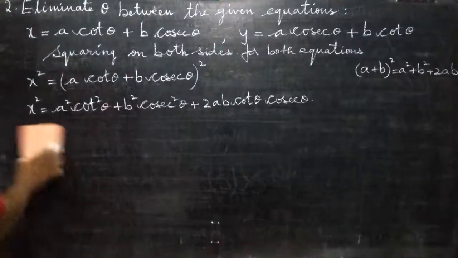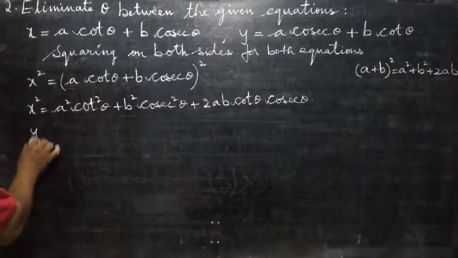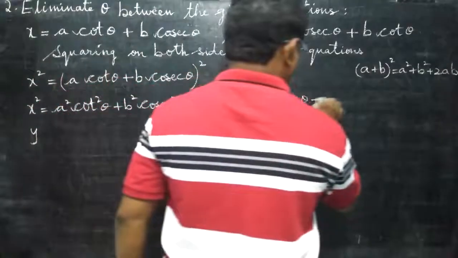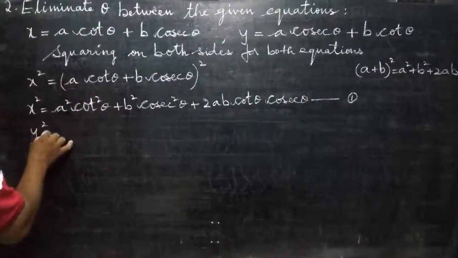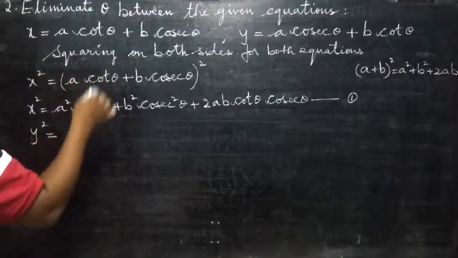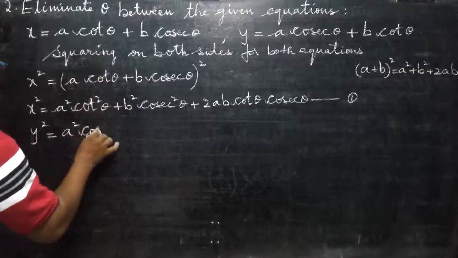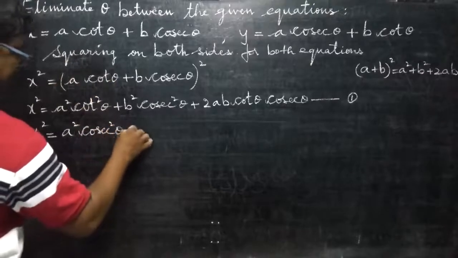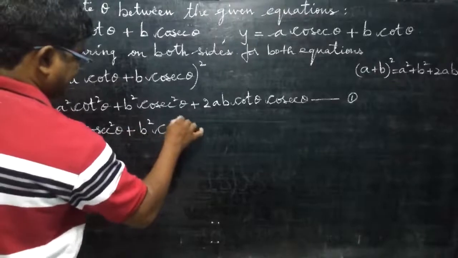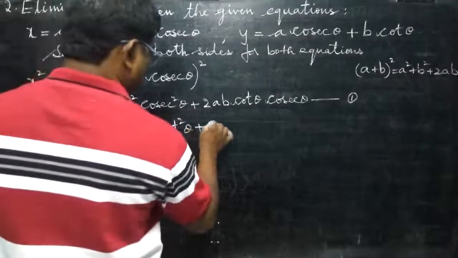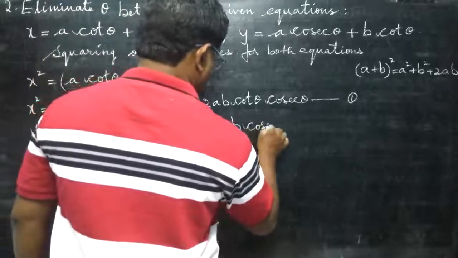Next, take the second one. What is the next one? y is equal to, think of this as equation number 1. So y square is equal to a square, the same formula, a square cosecant square theta plus b square cot square theta plus 2ab cosecant theta into cot theta.